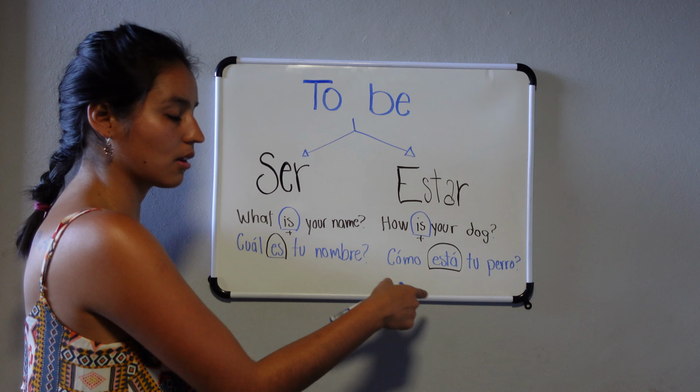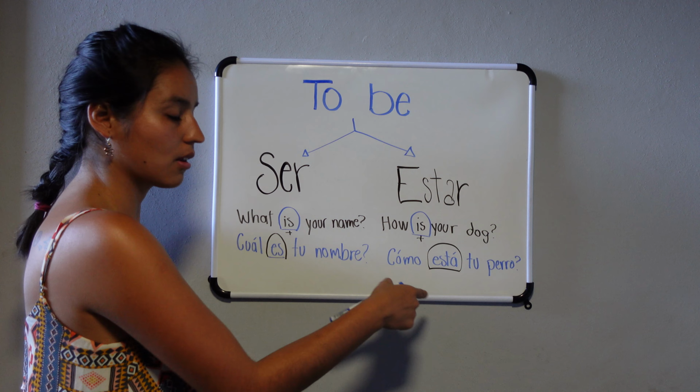Today we're going to talk about the verb to be and its equivalent in Spanish. This verb creates a lot of confusion because we use two verbs instead of one in Spanish. So with this video, what I'm trying to do is help you know when to use one instead of the other, okay? And let's start.